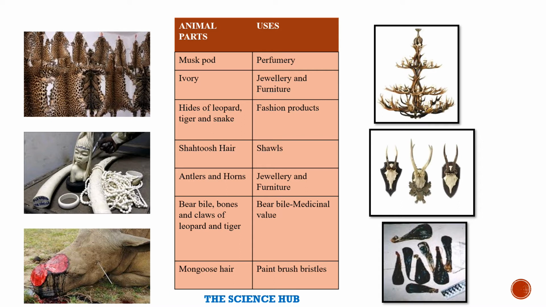Chiru hair, which is obtained from the Tibetan antelope, is used for making shawls. Antlers and horns are used for making furniture and jewelry. Bear bile is used for medicinal purposes. Mongoose hair is used in the bristles of paintbrushes.